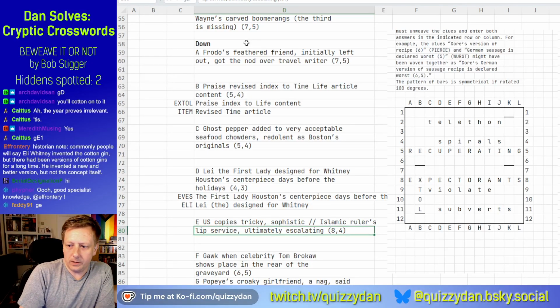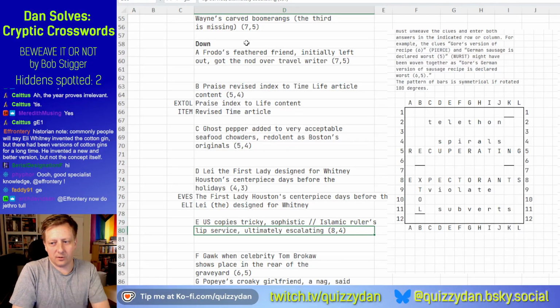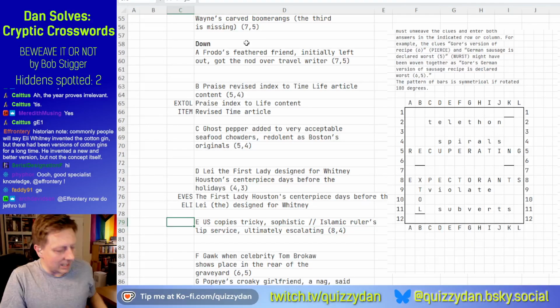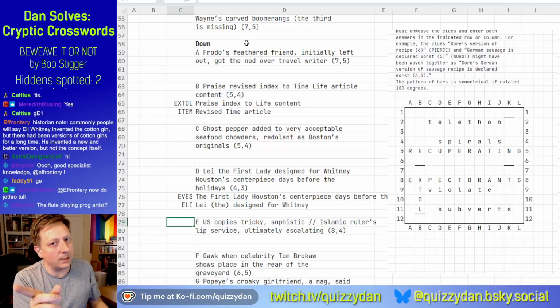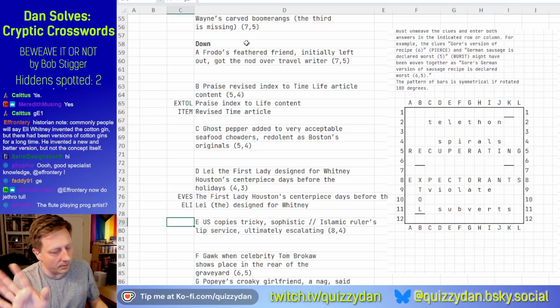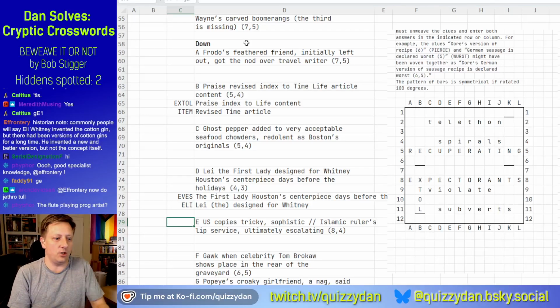Commonly people will say Eli Whitney invented the cotton gin, but there had been versions of cotton gins for a long time. He invented a new and better version, but not the concept himself. That is often the way, isn't it? It is the person who puts the definitive quantum leap forward, which that phrase annoys me because quantum means very small. So a quantum leap should really be a very small leap, but quantum leap now means a huge leap. So that annoys me as well. Anyway, the person who puts a big change in, like, I don't know, iPhones. Like, that was a massive step up, or iPads, that sort of thing.